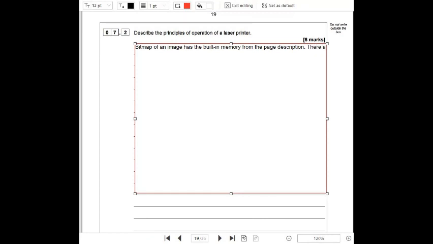So there is a negative charge applied to the photosensitive drum in which the laser beam is directed at.